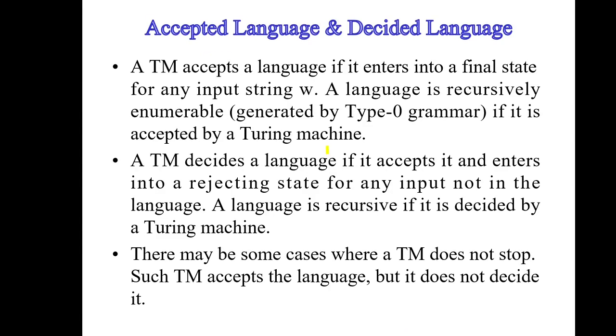Now, the accepted language and the decided language. A Turing machine accepts a language if it enters a final state for any input string W. The language is recursively enumerable, generated by a type 0 grammar, and accepted by the Turing machine. The Turing machine decides a language if it accepts it and enters a rejecting state for any input not in the language. The language is recursive if it is decided by a Turing machine.